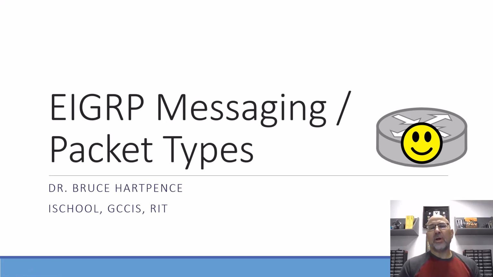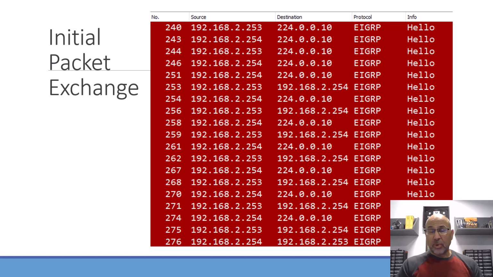Of course, we're talking about EIGRP in this series, and today we're going to chat a little bit about messaging and packet types, or at least the ones that'll get us started. To begin with, there's a couple of routers that we're capturing in between, and they're just sort of talking to each other. As I got this configured, I was just capturing along the way.